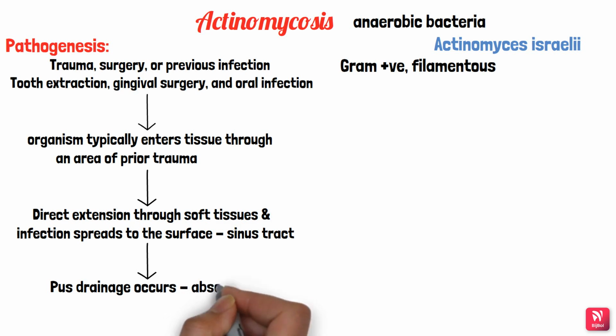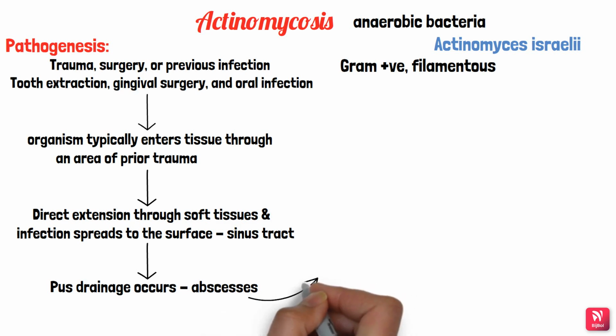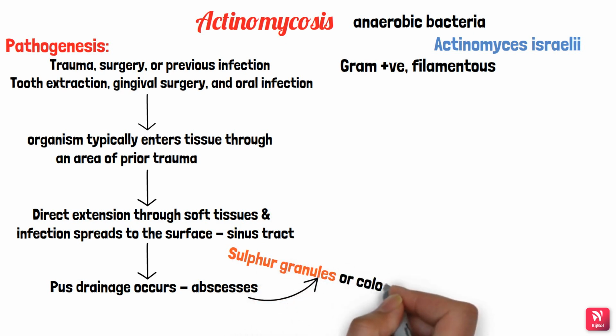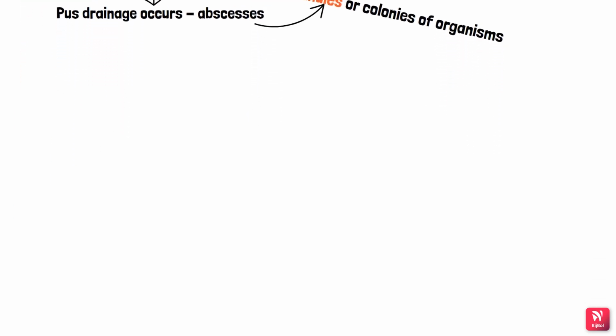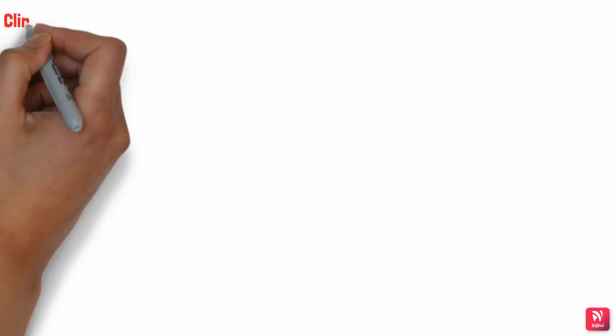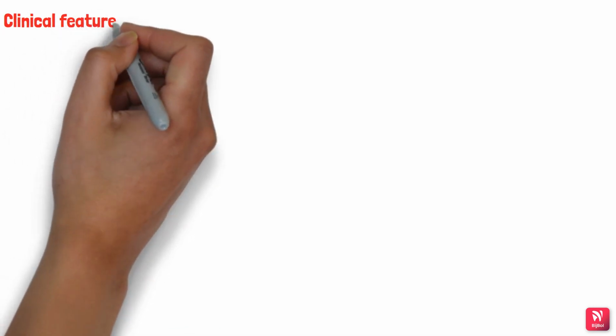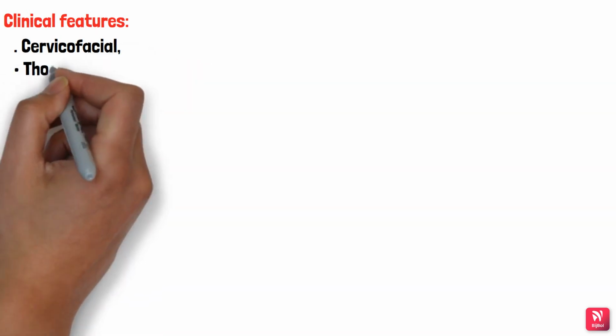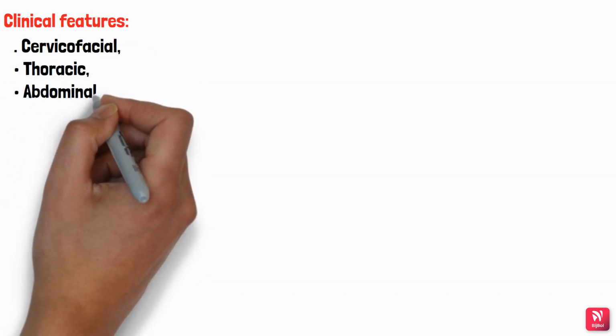So if you take this pus and observe it on a clean glass slide under the microscope, they appear as typical sulfur granules, which are nothing but colonies of organisms. So this is pathognomonic of actinomycosis, that is sulfur granules or colonies of organisms. Now if you see the clinical features of actinomycosis, based upon the anatomical location, there are different types: cervicofacial, thoracic, abdominal, and pelvic.